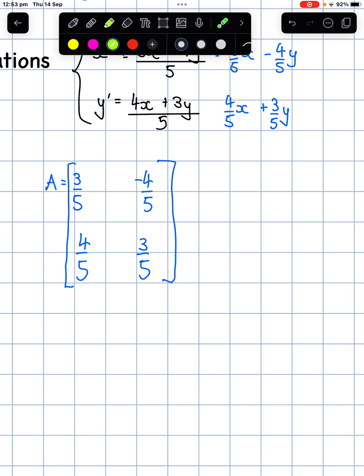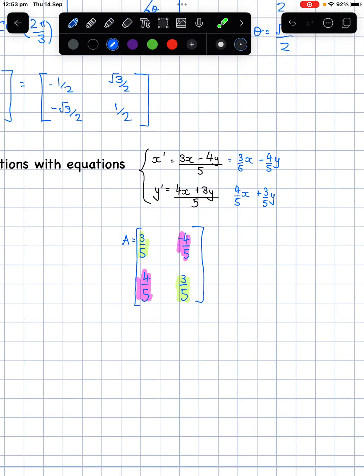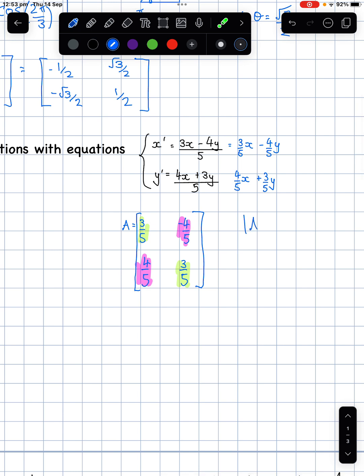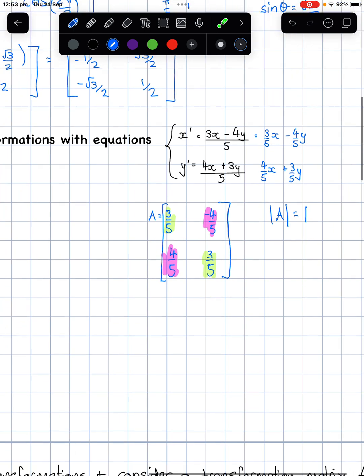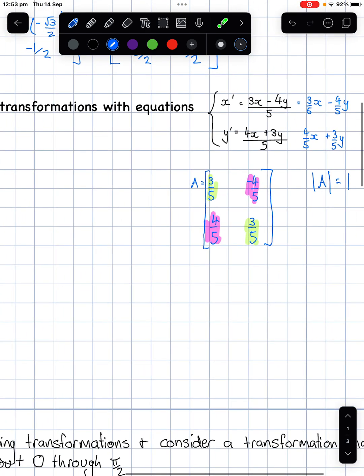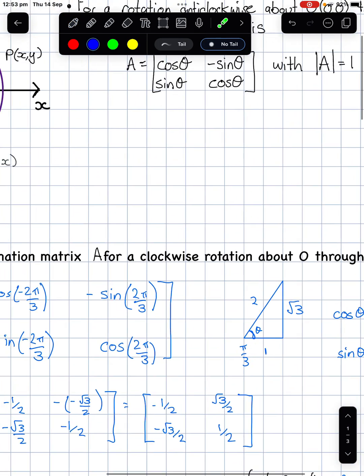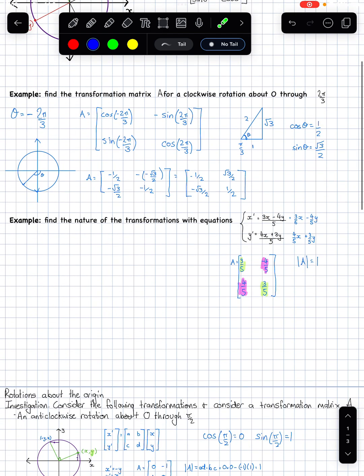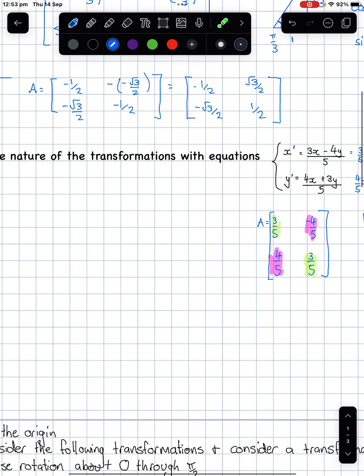Now, big hint that it's a rotation is these two are the same magnitude but opposite signs. So that's a big hint there. And if you put this matrix straight in, you can get the determinant in your calculator. This determinant is going to equal 1. That's a huge hint that it's a rotation. So then if this is a rotation, we know that these two from our formula up here are going to be cosine theta. So we've got here, hang on, this says cosine theta equals 3 on 5.